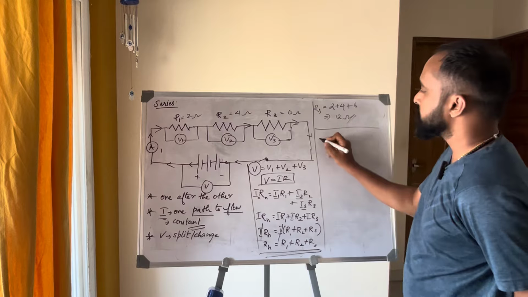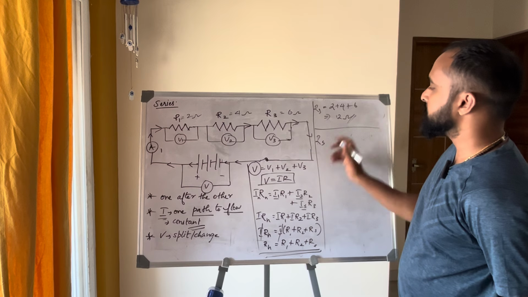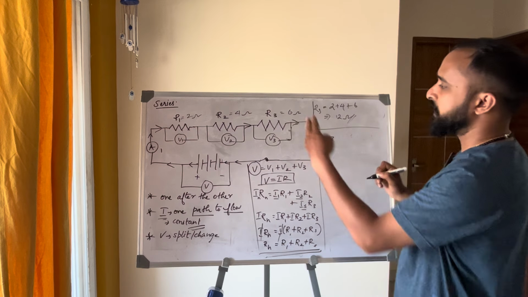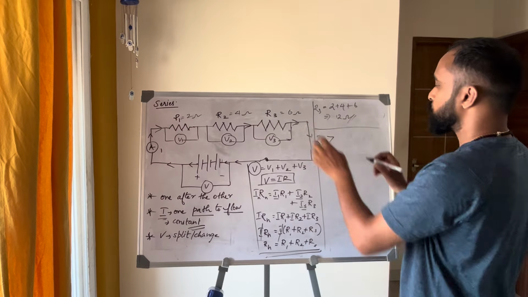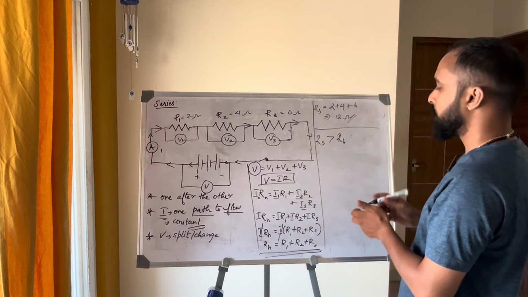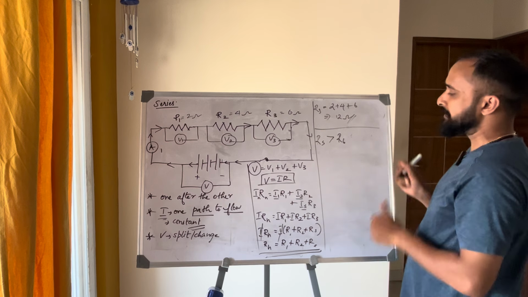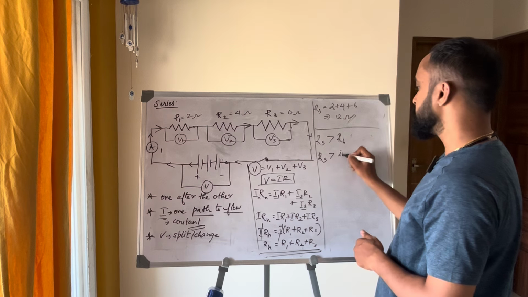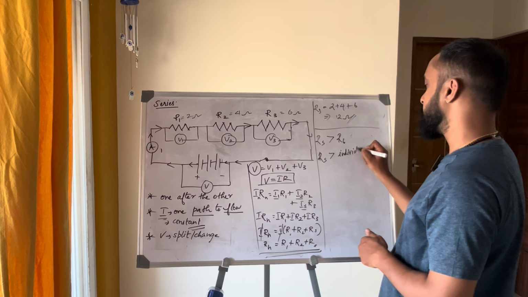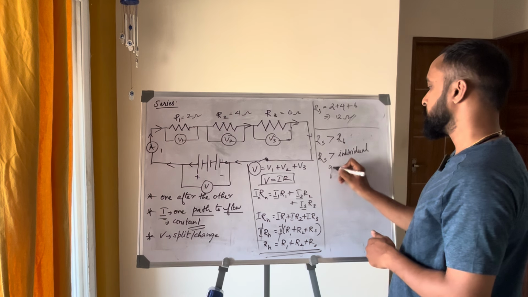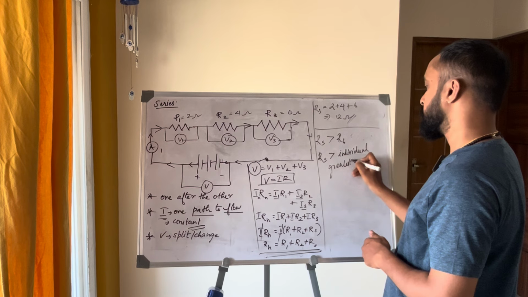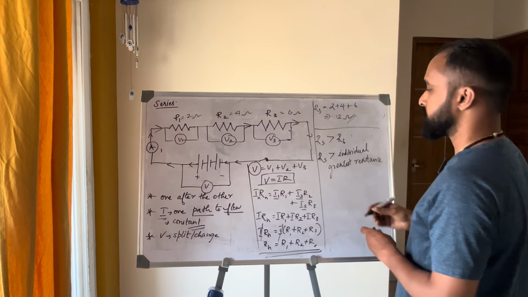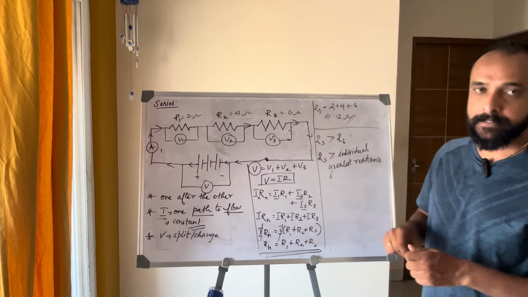Next, what you can find is, the net resistance is greater than the individual greatest resistance, 6 ohms. Am I right? So I can write a statement that always the net resistance is greater than the individual greatest resistance. That's it. Is it clear?